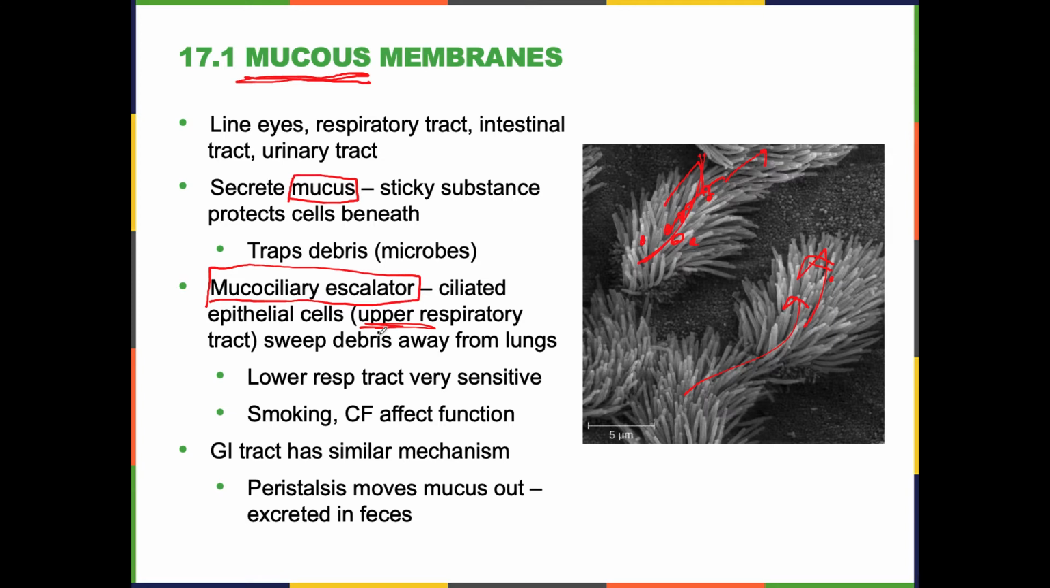The intestinal tract has a very similar mechanism, right? The idea of sweeping, in this case it's called peristalsis, where the muscles of the lining start to push things out and then just move things away, right? So it moves mucus out and ultimately it is excreted in the feces. In this case, the movement will always come in one way and then out the other way. But similar idea, things get stuck in the mucus and then they get pushed out, excreted in the feces.